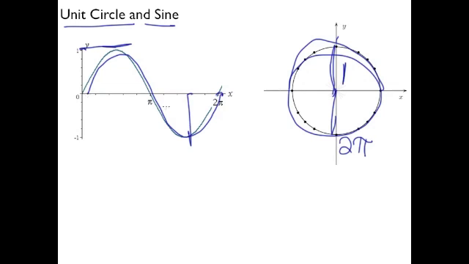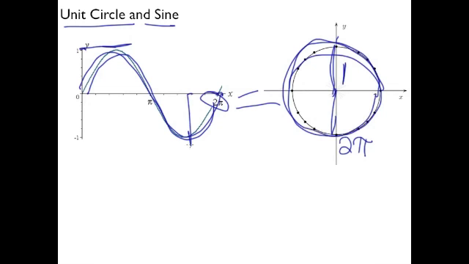So that is what we call the period, because a period is the length of a cycle. So this is the unit cycle, and the cycle is 2 pi long, and that's equal to the circle, which is also 2 pi long.